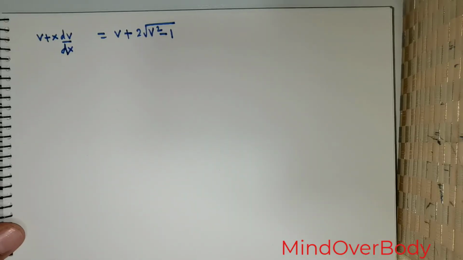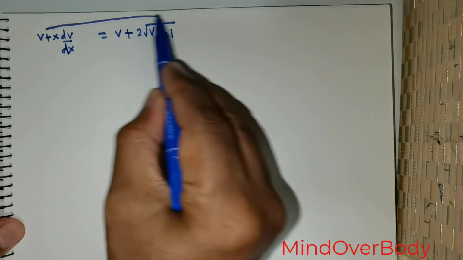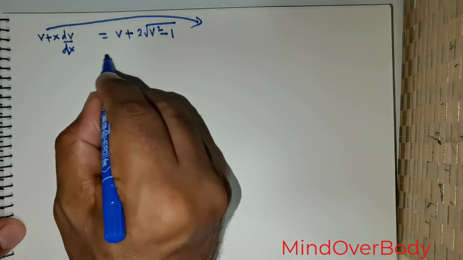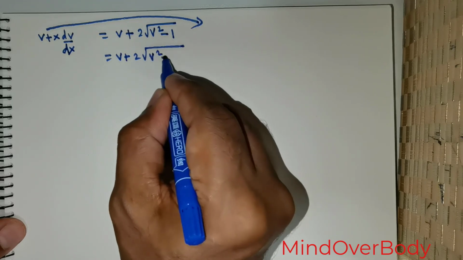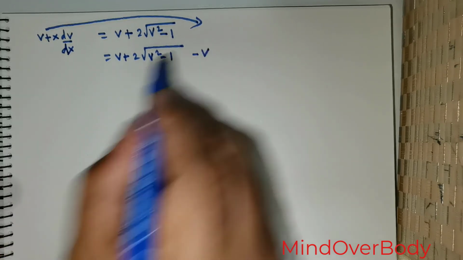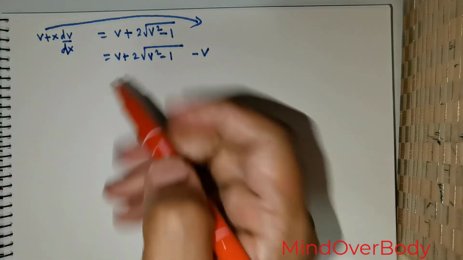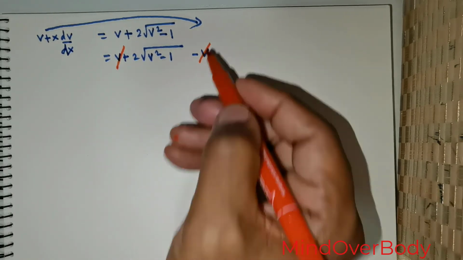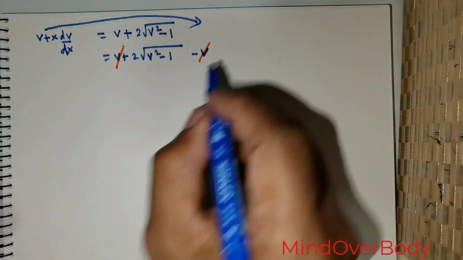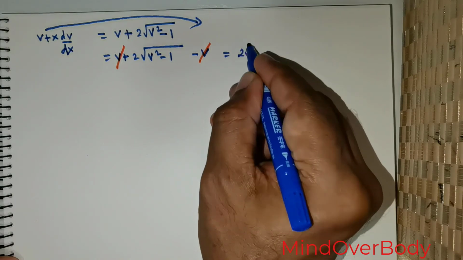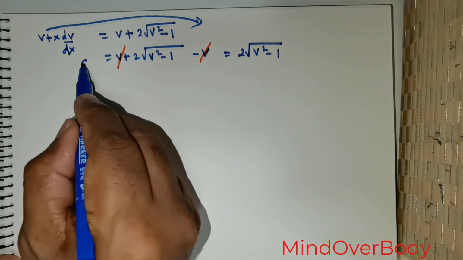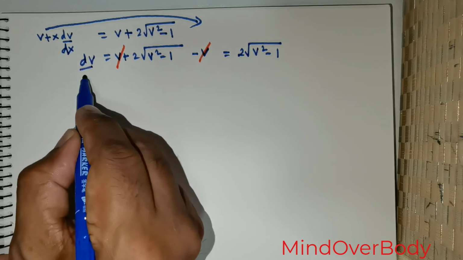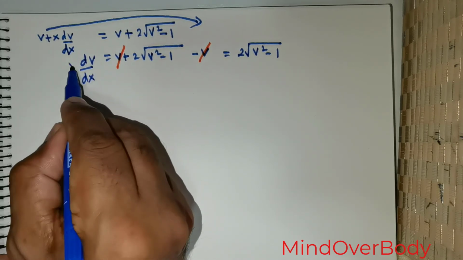So now continuing on, I can move this v to the other side. That would give me v + 2 times the root of v² − 1 − v. I got a positive v and a negative v. They can be cancelled, and that in turn would give me 2 times root of v² − 1, and on the left I got a dv over dx. Of course there is an x there.